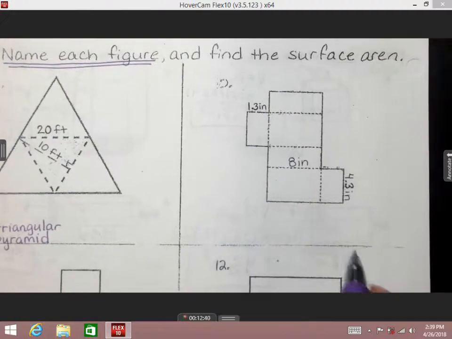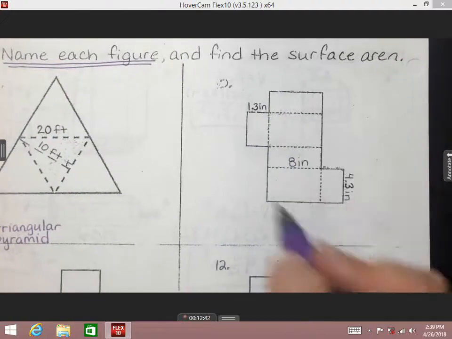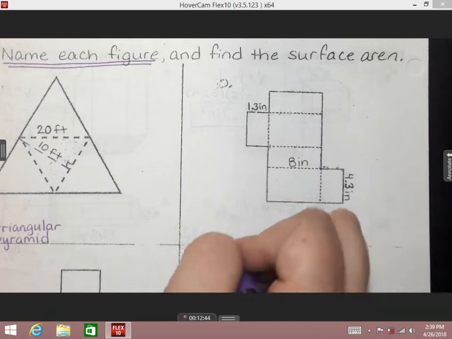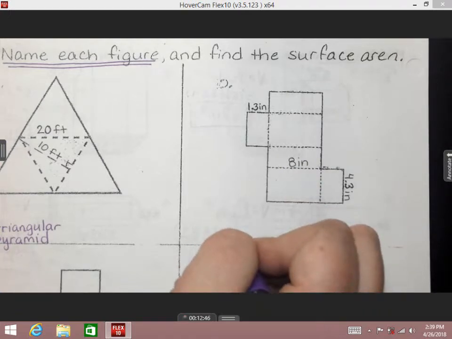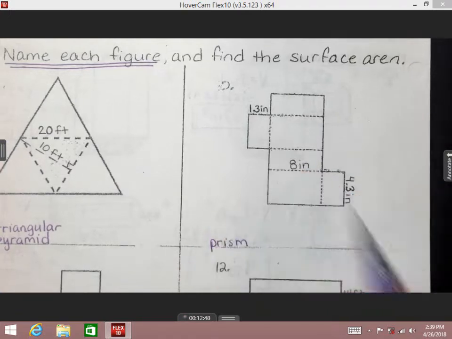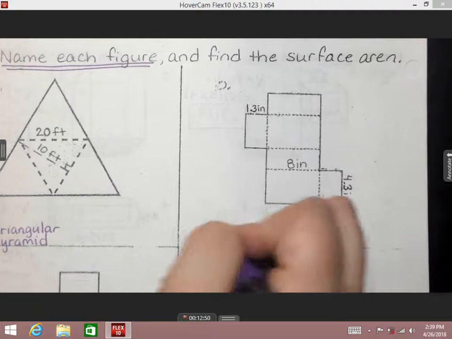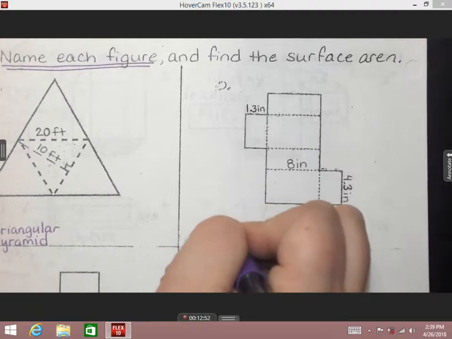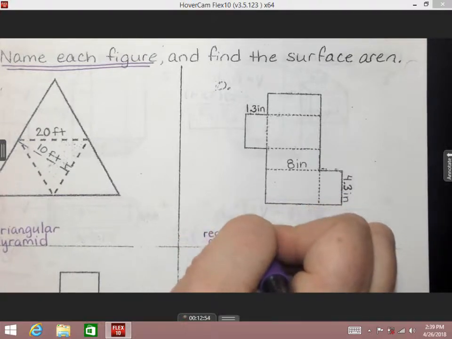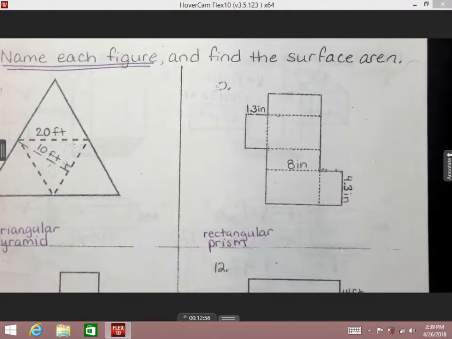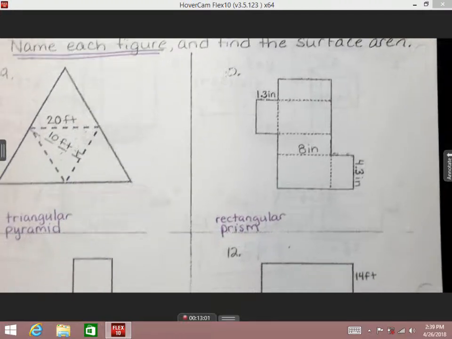All right, number 10 has a bunch of rectangles, so it's going to be a prism. And the only shapes there are rectangles, so it must be rectangular. As it is important, I will not be giving you a word bank. You do need to know these terms.